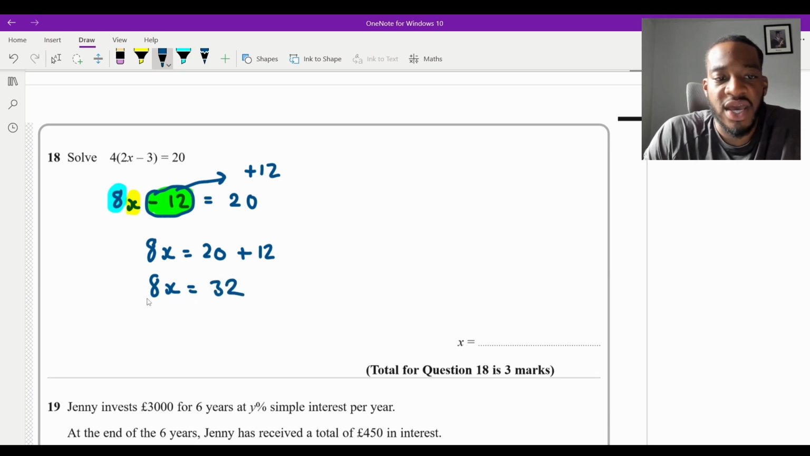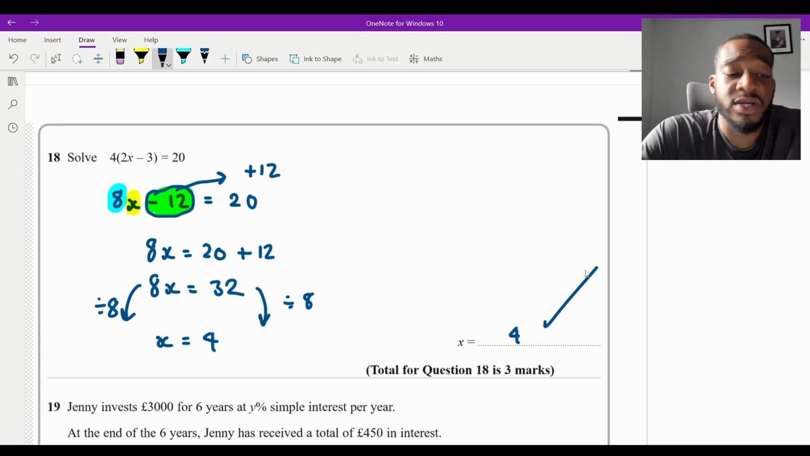Now we've got this, we're trying to get x by itself. We can get rid of that 8 by dividing because the 8 is multiplying at the moment. So we're going to divide both sides by 8. That will give us an x here. 32 divided by 8 is just 4. So therefore x is just equal to 4. And that will give you 3 marks.